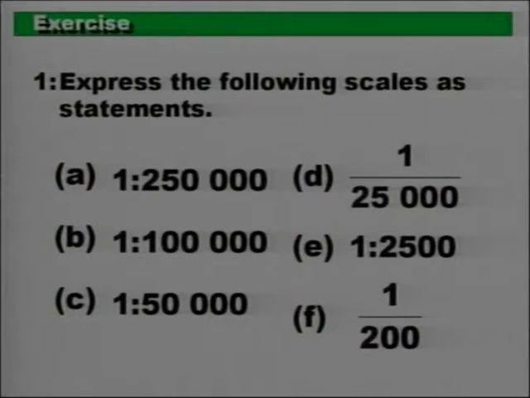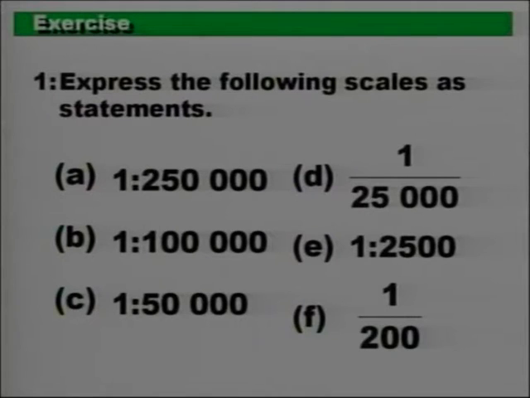Okay, all you're doing is writing those scales into statement form. So I explained to you that if you have a scale of 1 is to 25,000, that is in ratio form. That's a representative fraction. But what does 1 is to 25,000 mean? It means that one of whatever unit we use on the map is equivalent to so many of that unit on the ground. So the unit must be the same if we are using a ratio or representative fraction.